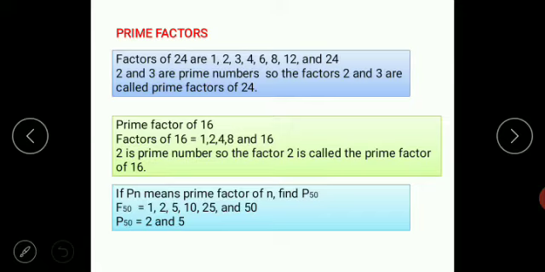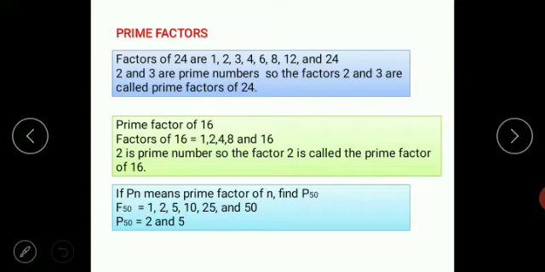If Pn means the prime factor of n, find P50. Pn means prime factor of n, so find P50 means we have to find the prime factors of 50. First we will find the factors of 50. Which are the factors of 50? 1, 2, 5, 10, 25 and 50. In this list, which are prime numbers? 2 and 5. So 2 and 5 are the prime factors of 50.